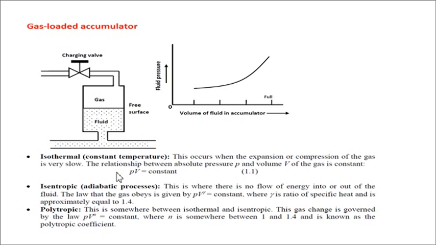For the isothermal process, we know that PV is equal to constant, that is, pressure and volume are inversely proportional. For the isentropic or adiabatic process, PV raised to gamma is equal to constant is the relationship, where the gamma value is 1.4. Whereas in the case of polytropic processes, PV raised to n is equal to constant, where the value of n lies anywhere between 1 and 1.4.